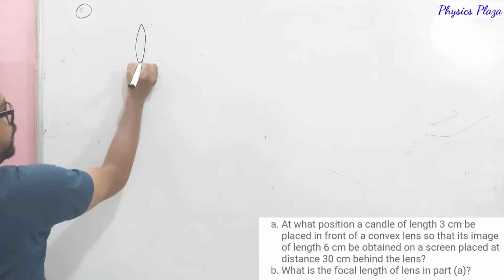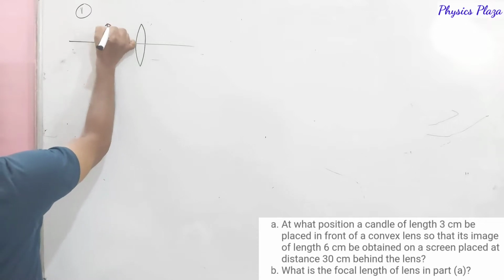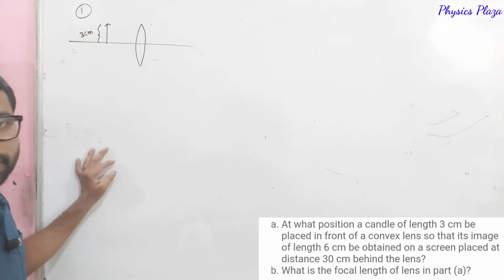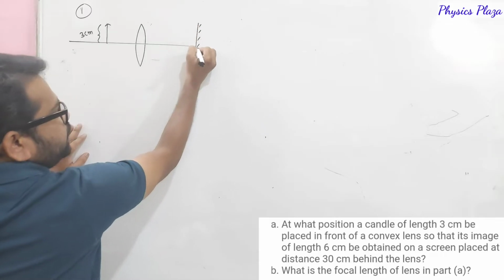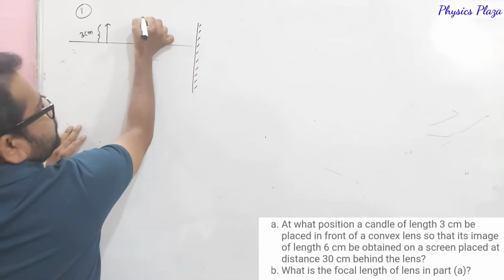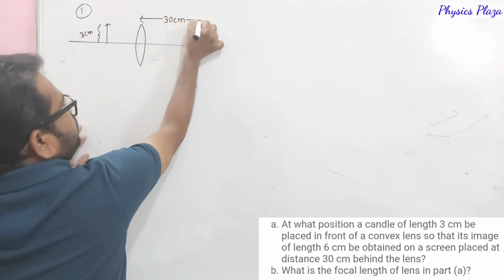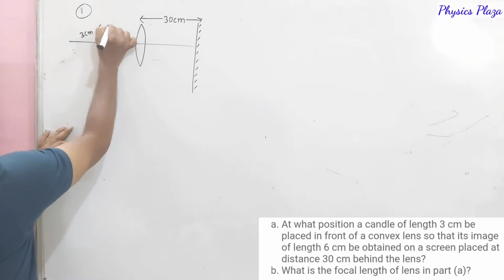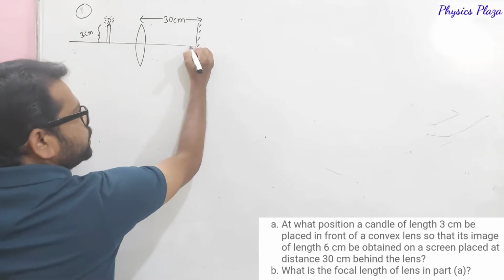So in front of a convex lens, an object of height 3 centimeters is placed in such a way that the image is formed on a screen, 30 centimeters from the lens. Let us say this object might be some candle. So the image is formed on the screen, children.